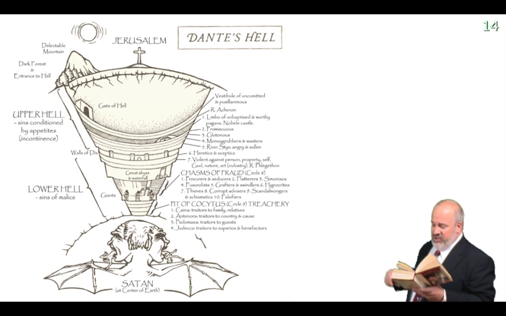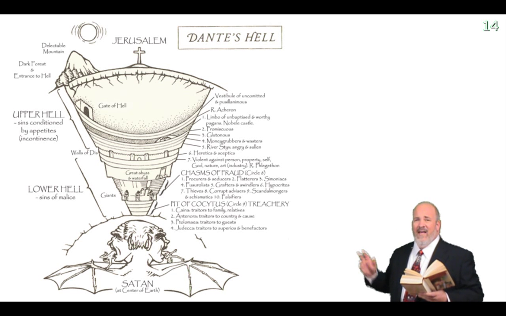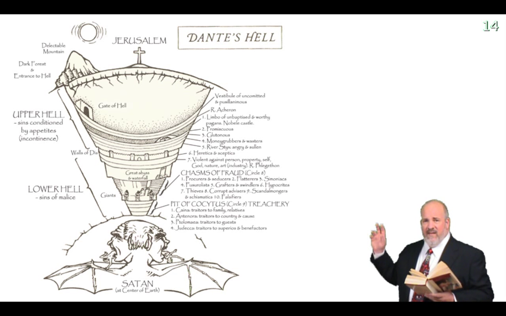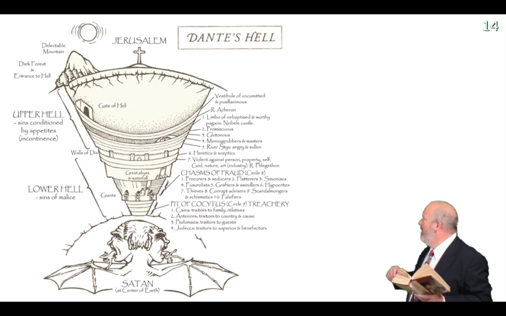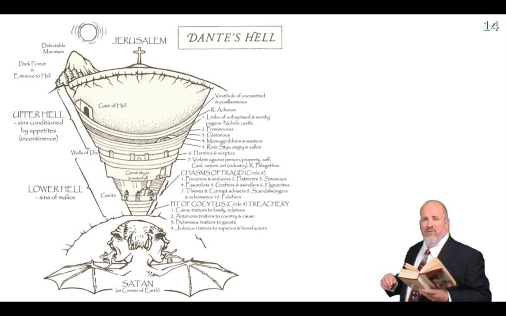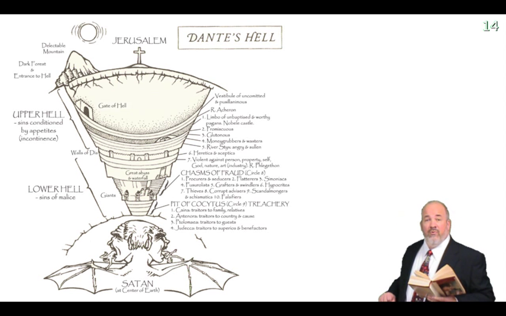Having a graphic representation of the main landscape of the journey makes it easier to follow Dante's text. That's why I like this graphic. It illustrates some of the key features like the dark forest and the entrance to hell. It also divides upper hell for sins of the appetite, lower hell for sins of malice, and then individually labels each of the 9 circles of hell.